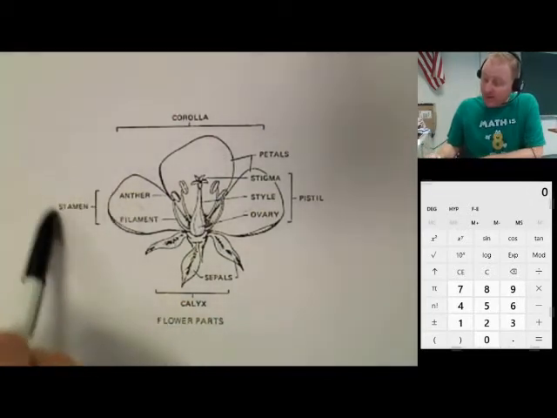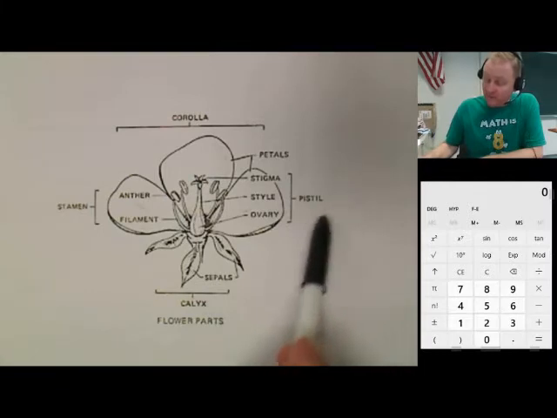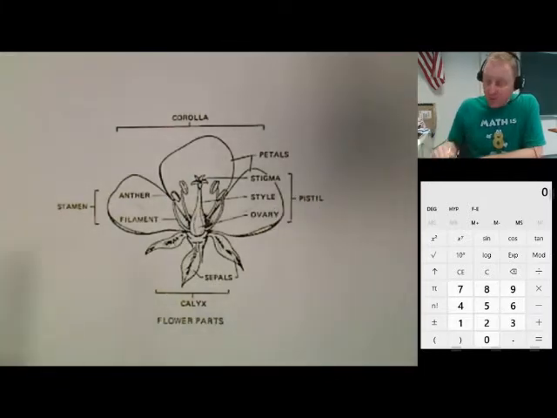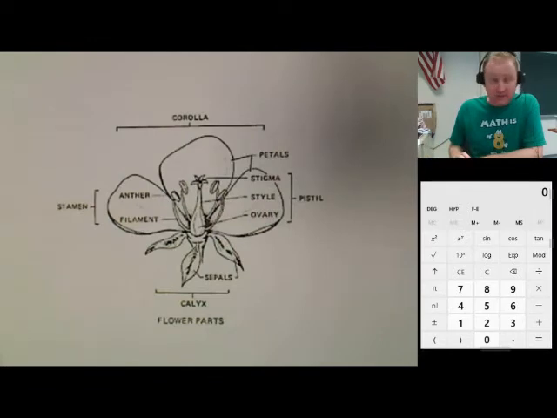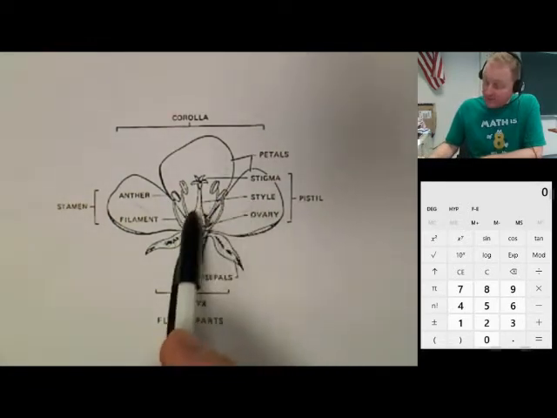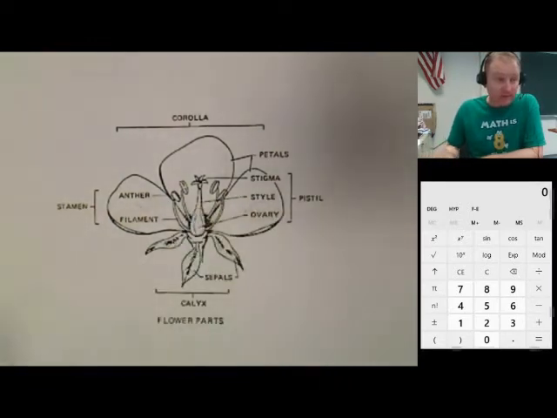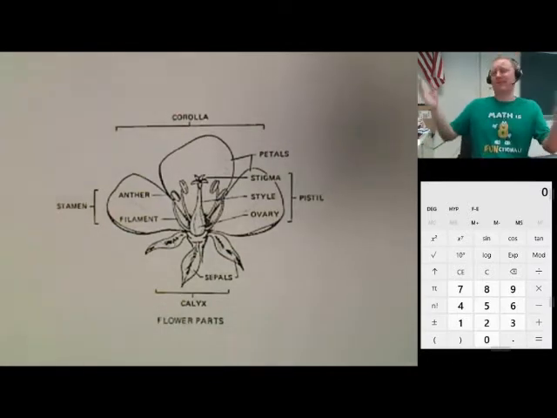The male part of a flower is the stamen, and the female part of a flower is the pistil. What did the stamen say to the pistil? You know what he said? I like your style. That's what he said. It's a good pickup line. That's how I met my wife. That wouldn't even make sense. What am I talking about?